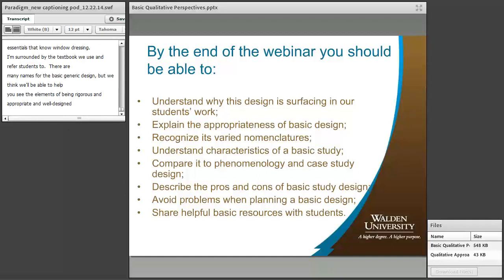So we want to talk about when it is appropriate to use the design, the different ways that it's called, the nomenclatures, what the characteristics are, and particularly when and how it might get mixed up with phenomenology and case study design, some of the pros and cons, red flags about that, problems to avoid, and then there's a bunch of resources at the end that you all can dive into later.